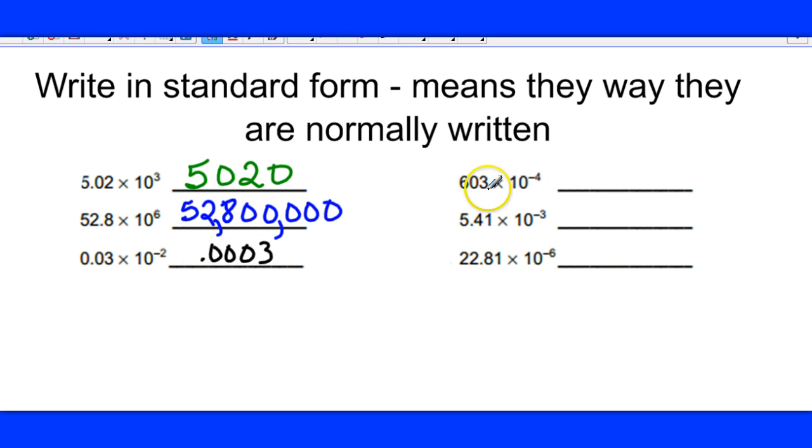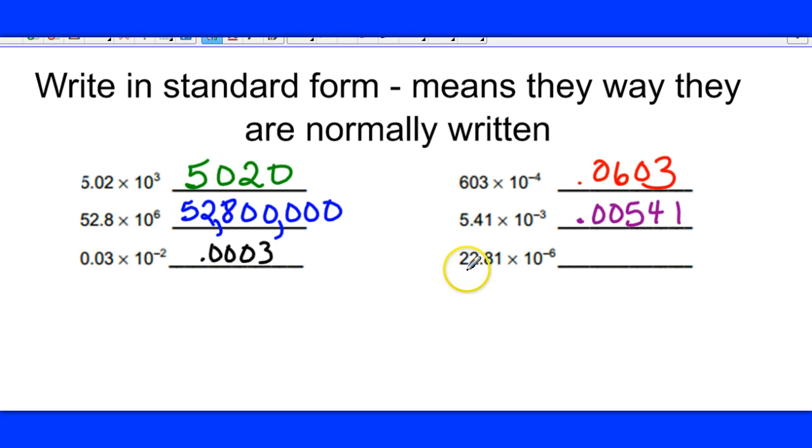Okay. Here, I start at the end. I move it 4 places to the left. So that's going to give me 0.0603. For this next one, I start right here. I move it 3 places to the left, which is going to give me 0.00541.